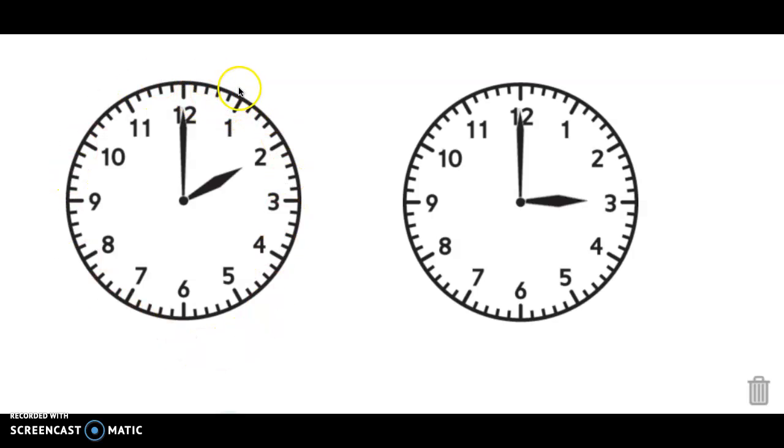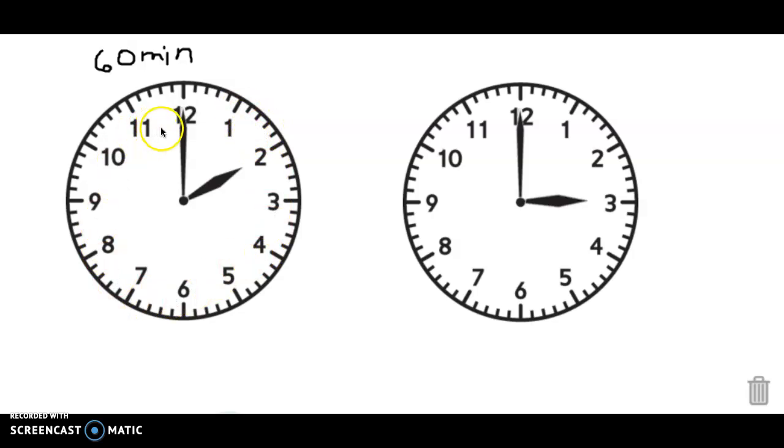And how many minutes are in a clock? There's 60 minutes. If you remember that from second grade, 60 minutes. So how many minutes are between each number? Well, if you remember, it's 1, 2, 3, 4, 5 minutes between each number. So if we count by fives, we should get to 60 when we reach the top. Ready? 5, 10, 15, 20, 25, 30, 35, 40, 45, 50, 55, 60. Okay, 60 minutes on a clock.